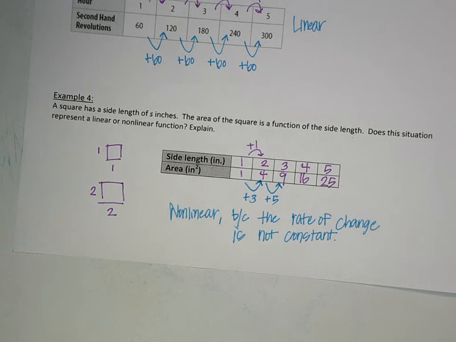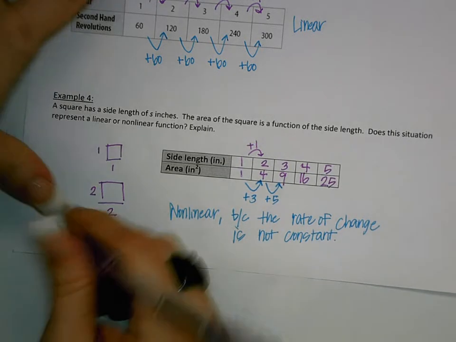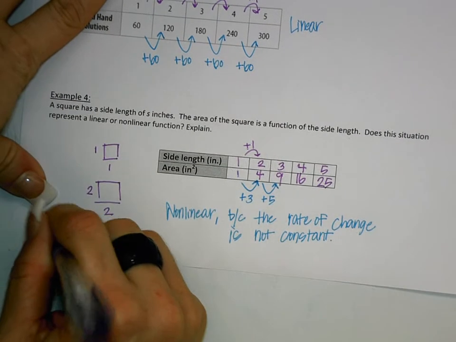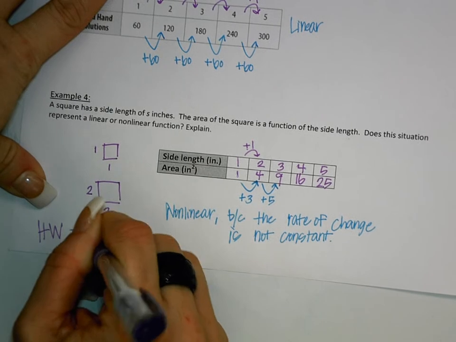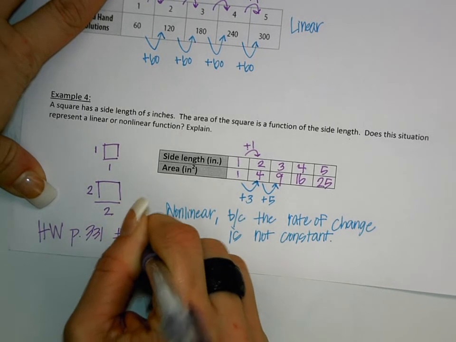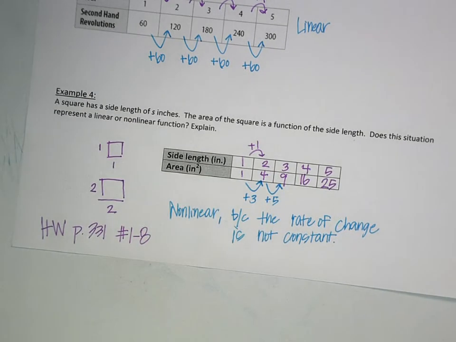Oh, so for homework for this, just in case you haven't written it down yet, you're going to do page 331, numbers 1 through 8. Page 331, numbers 1 through 8.